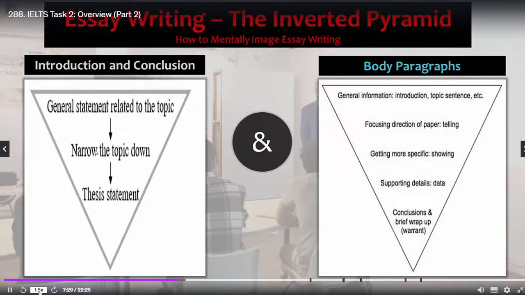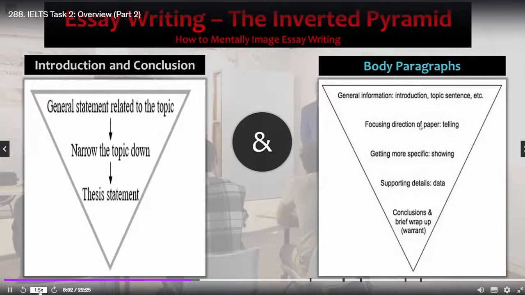Then you move down and you narrow it into the specific question that's being asked. And then you wrap things up with a thesis statement. With a body paragraph, it's the exact same inverted pyramid style of writing. You start off with the topic sentence, and then it focuses down into the details, and then a more specific example or explanation of the detail. And then it might wrap up with a concluding sentence for that paragraph.